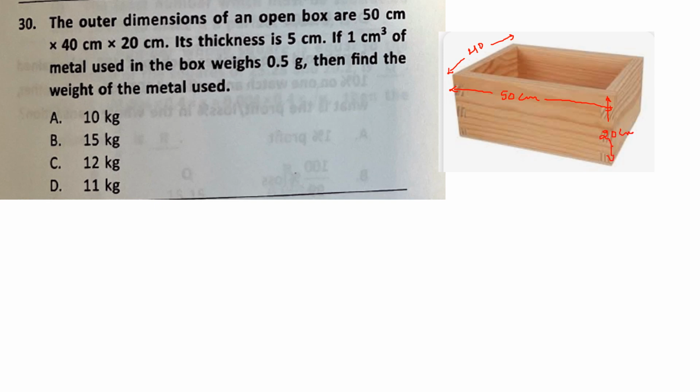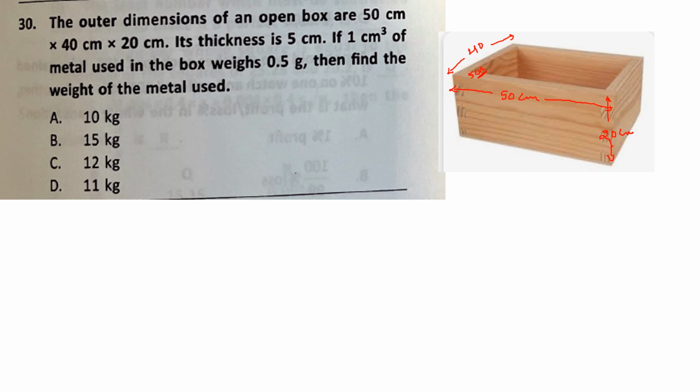Okay, now it is given this thickness is 5 centimeter. So you have to find the volume of the metal used. The formula, we already know, to find the volume of the metal is external volume minus internal volume. All the external dimensions are given, but the internal length, breadth and height are not given. So we'll find out that.